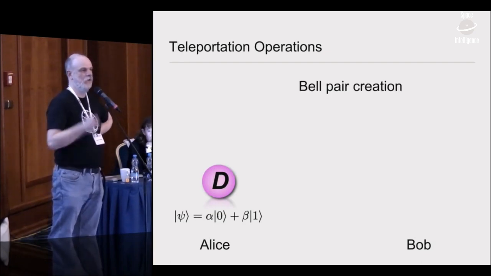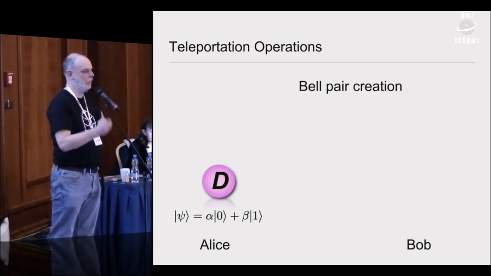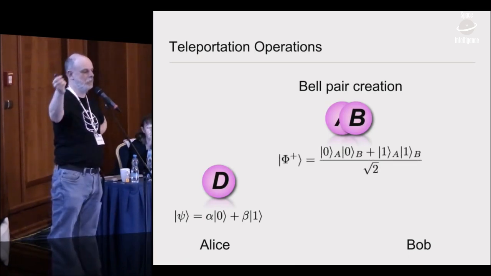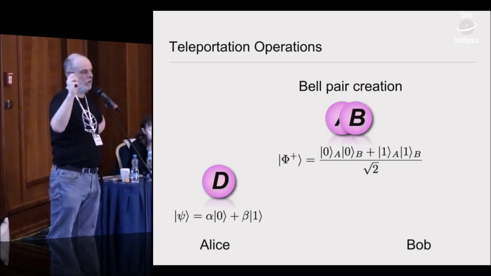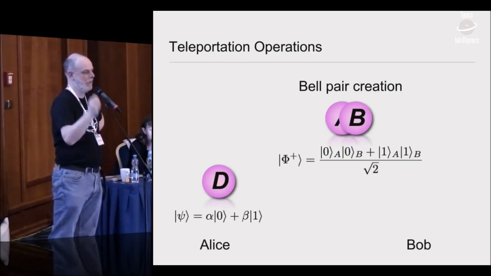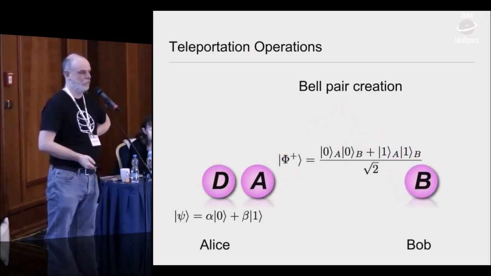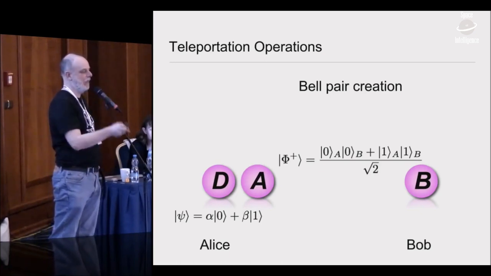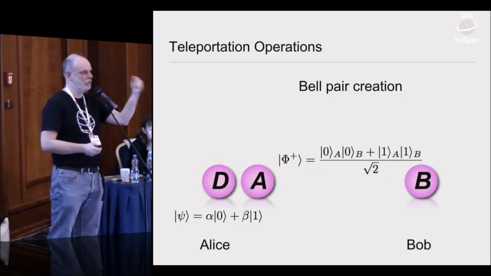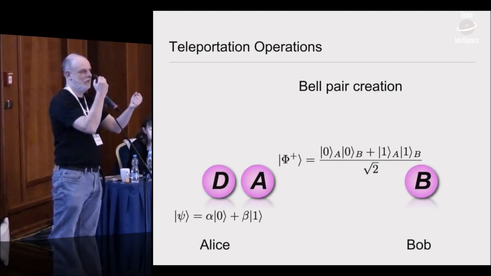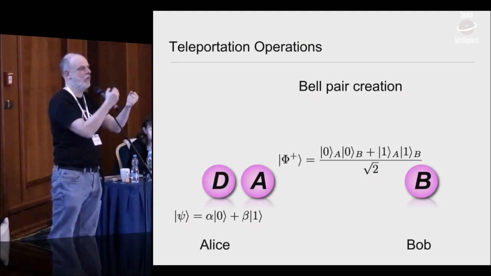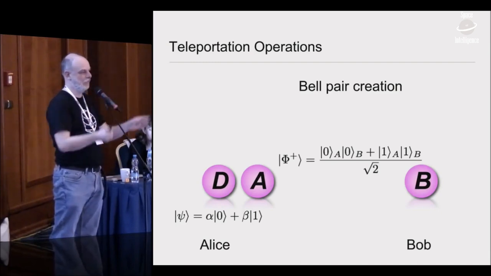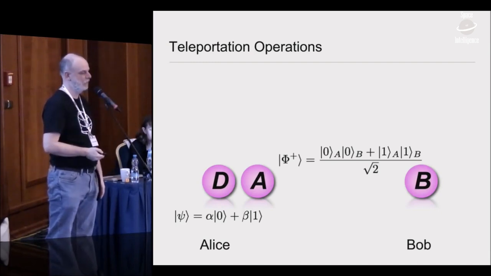So what she does is she begins by creating one of these Bell pairs. In this case, somebody else, a third party, is creating this quantum Bell pair of two qubits we call A and B. We take those, we distribute them, one to Alice and one to Bob. So Alice now has two qubits, the data qubit D that she wants to send to Bob, and this A qubit, which is a generic resource. This is something that the network can make and that is used for doing this teleportation.